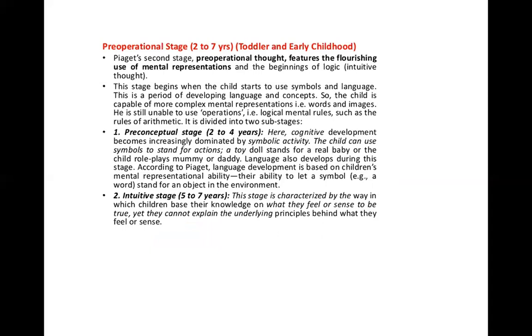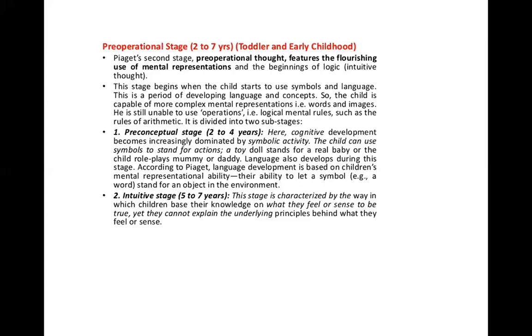During this stage, the children start thinking logically, but their logic is rudimentary, or we can say they can do simple sums of arithmetic. Here are two stages: pre-conceptual and intuitive. Pre-conceptual means 2 to 4 years.